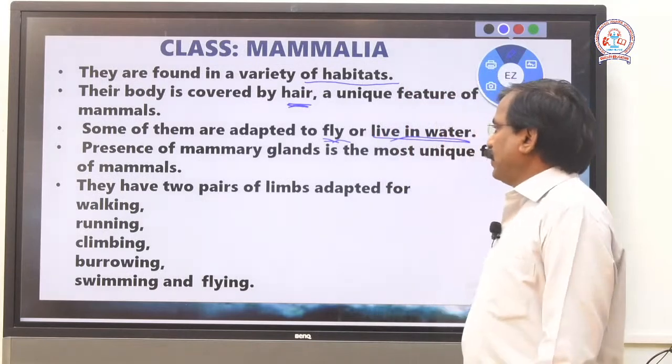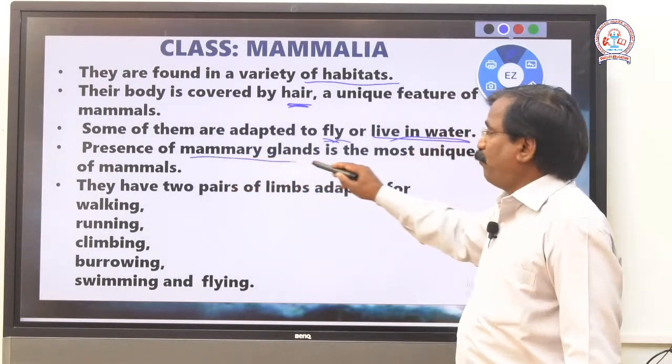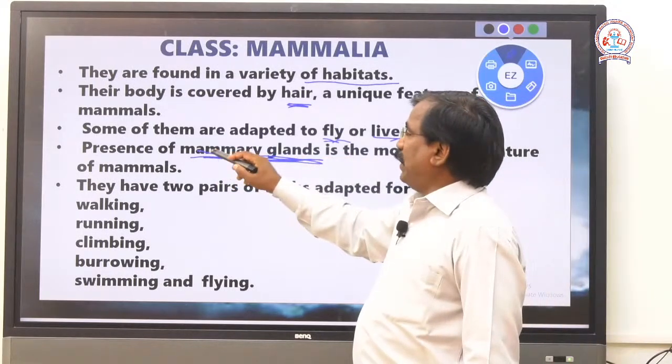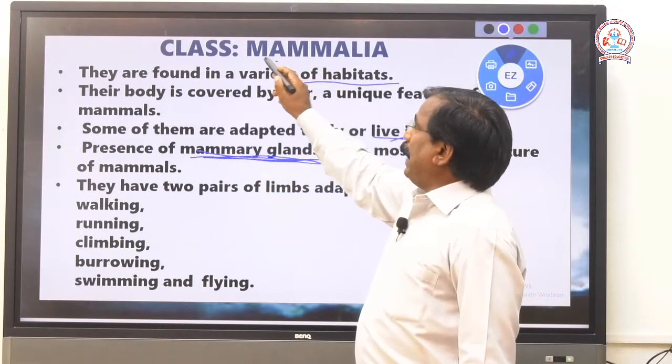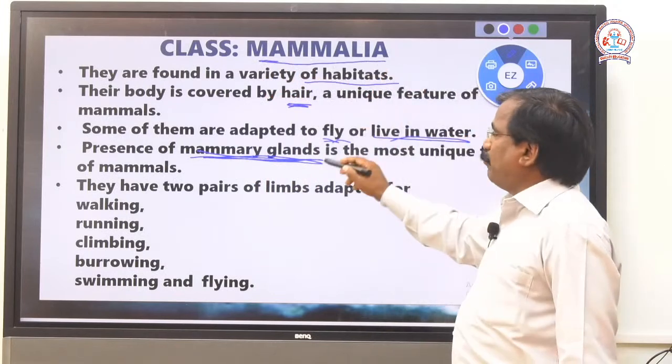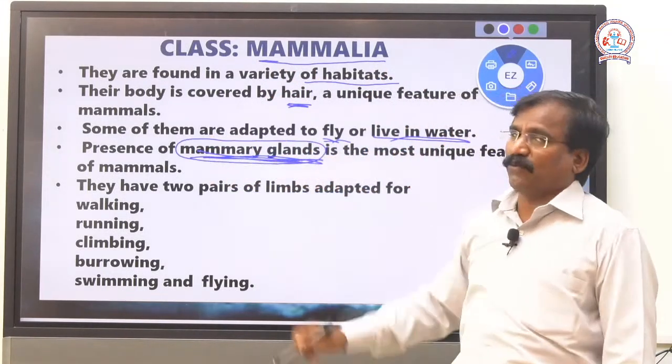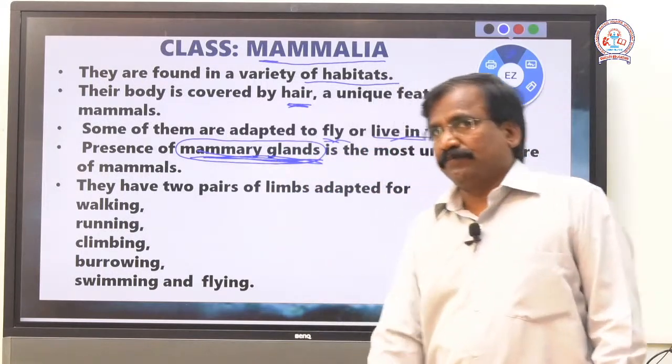dolphins. Mammary glands are present, milk producing glands. That is the unique feature. So it is called Mammalia or mammals because of the presence of mammary glands. That class of organisms is called Mammalia.